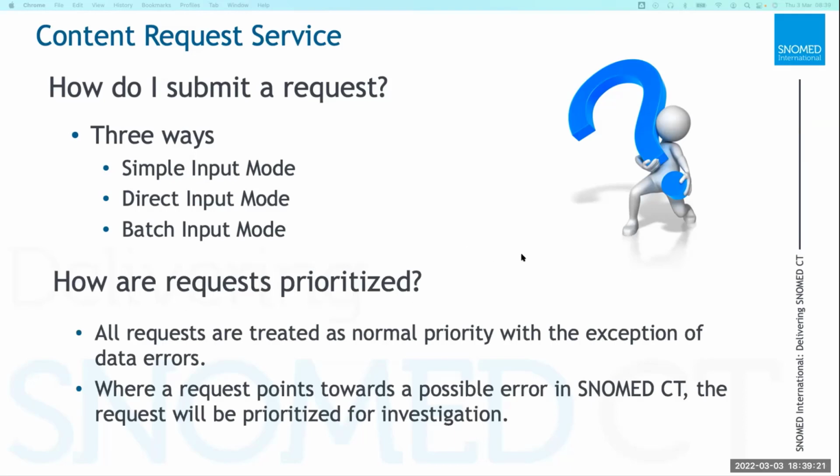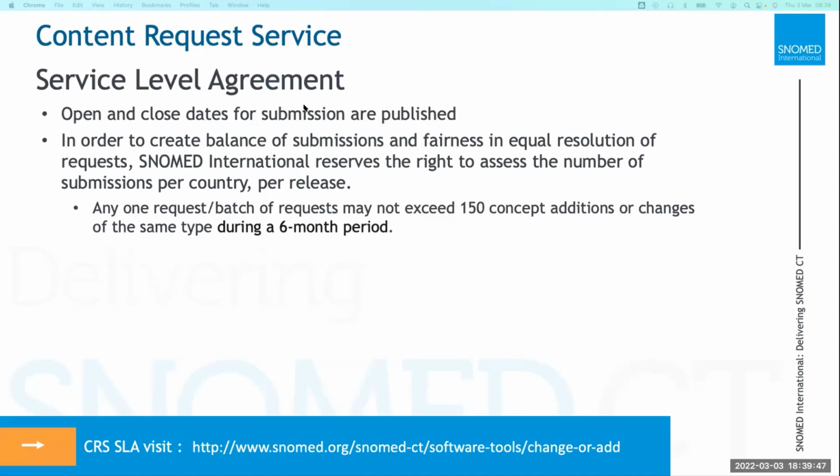So how are requests prioritized? Well, generally they're treated with normal priority when they come in. Obviously, if there's some sort of data error that might lead to some clinical risk, then that would be dealt with more rapidly than any other priority, just for clinical safety reasons. There is a service level agreement set between SNOMED International and those within the NRCs.